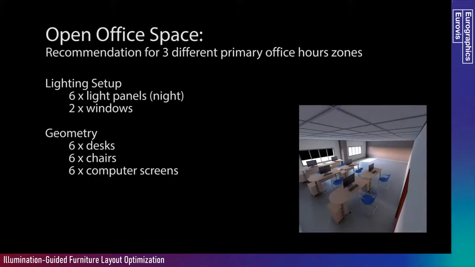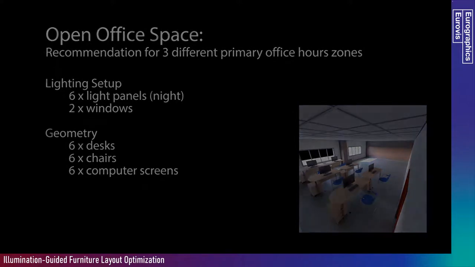Next is an open office space with two windows and six light panels. The system was tasked with recommending arrangements for three different primary office hours. Both desk positioning and monitor orientation were put under optimization. We wanted low glare on screens and adequate lighting on desktops. Characteristic is the morning scenario, where direct sunlight near windows is avoided by all desks. However, the space is effectively used for the night and afternoon case.